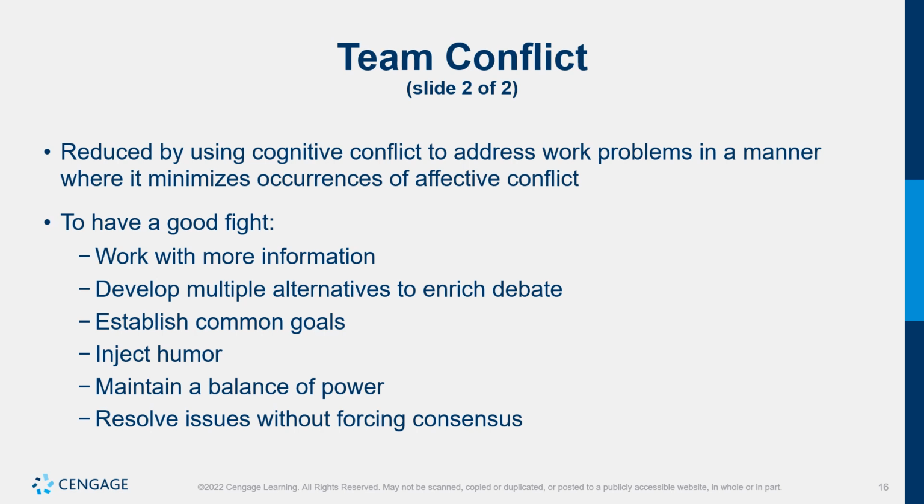Conflict can be managed by using cognitive conflict to address problems in a manner that minimizes occurrences of affective conflict. To have a good fight, work with more information, develop multiple alternatives to enrich debate, establish common goals, inject humor, maintain a balance of power, and resolve issues without forcing consensus.